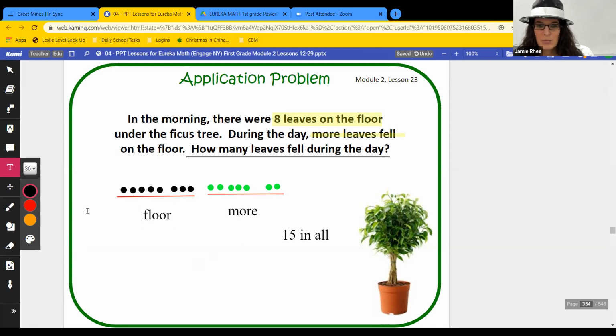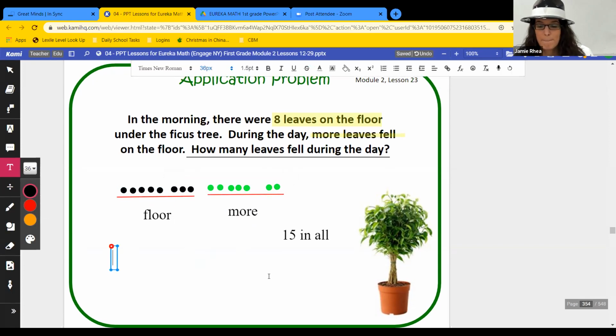Now, can we say that there's 15 leaves here? Let's count it. We have 8, 9, 10, 11, 12, 13, 14, 15. Okay, so now we have 15 in all. Did we draw? We drew. Now, can we write? We need a number sentence.